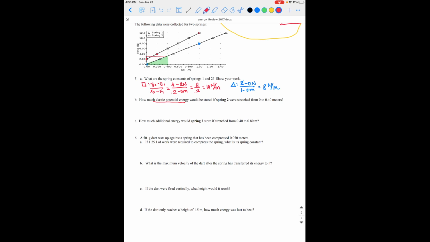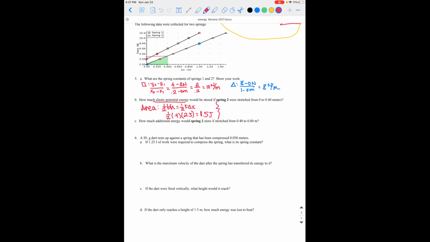So let's do the area. That's the area of a triangle, 1/2 base times height. It actually equals out to our elastic potential energy equation of 1/2 force times delta x. That would give me a value of 1/2, base is 0.4, and the height is 2.5. So I would end up with 0.5 joules.